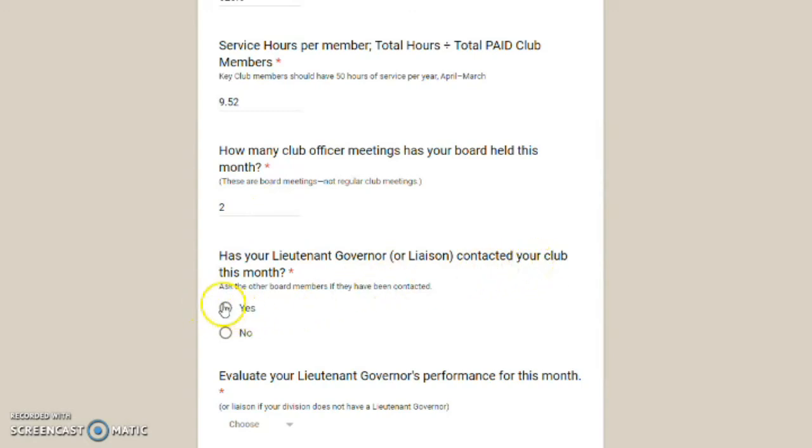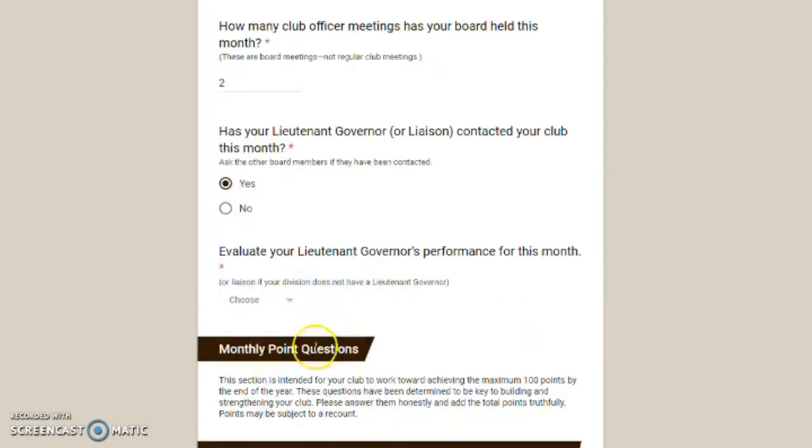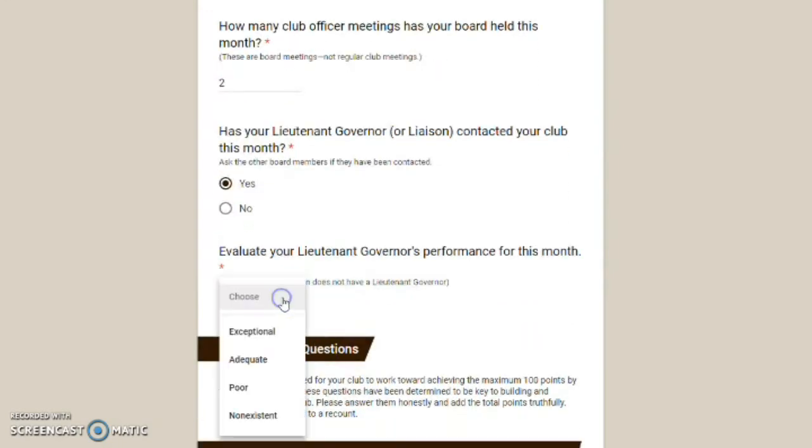Last year, our lieutenant governor did contact our club. So this one is very easy. If your lieutenant governor, or liaison, I apologize, has sent you an email with their newsletter, then they have contacted your club. If they haven't, then it's a no. Easy question. So then you go down here, and this one is also fairly simple. If they've sent you something, if they haven't sent you something, if their newsletter was really well informed, if it wasn't, etc. I put down exceptional at this point.